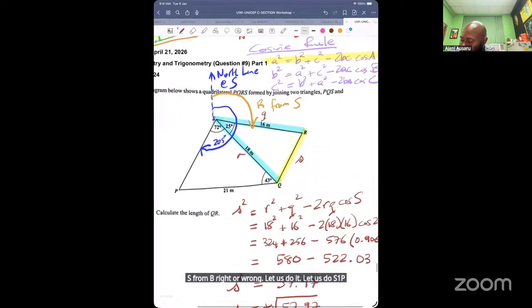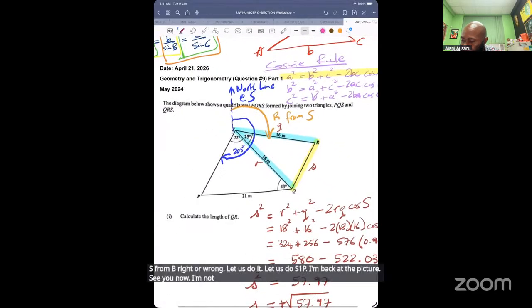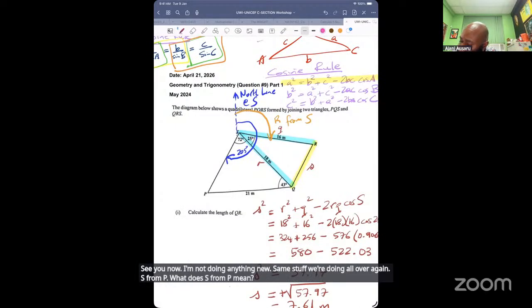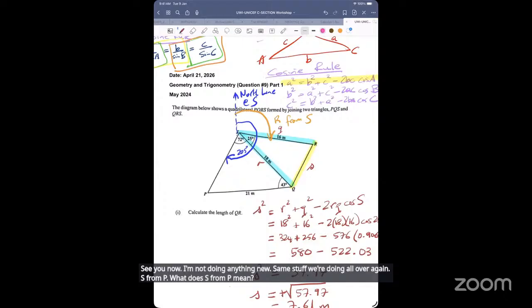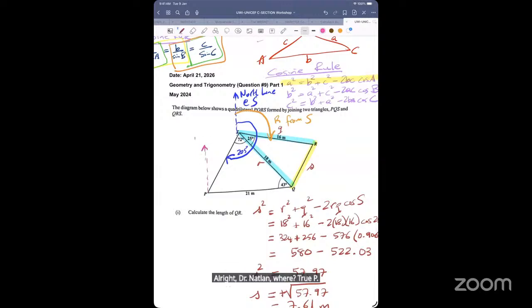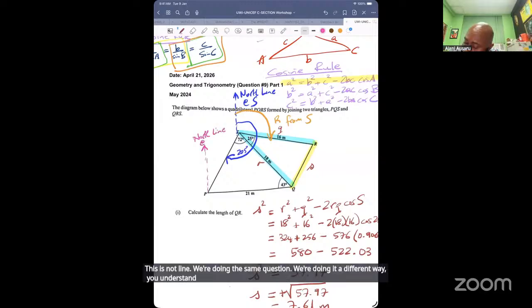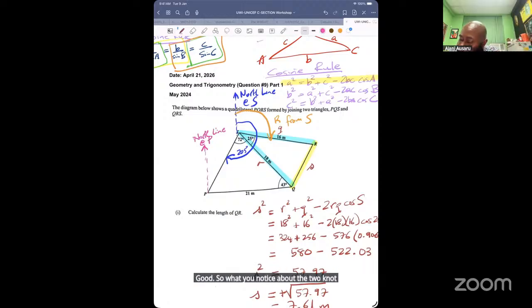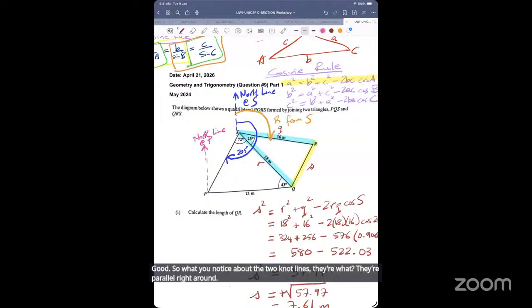I'm back at the picture. Stay with me, I'm not doing anything new. Same stuff we're doing all over again. S from P. What does S from P mean? You start at P and stop at S. Start with the north line through P, and stop at S. We're doing the same question, we're just doing it a different way. You understand? Good. So what do you notice about the two north lines? They're parallel, right or wrong?